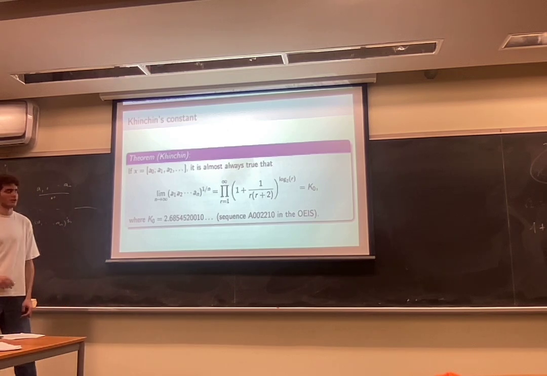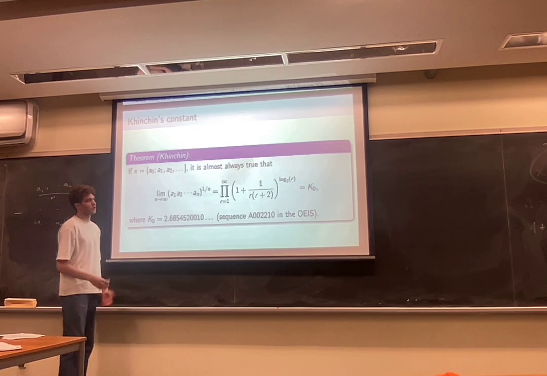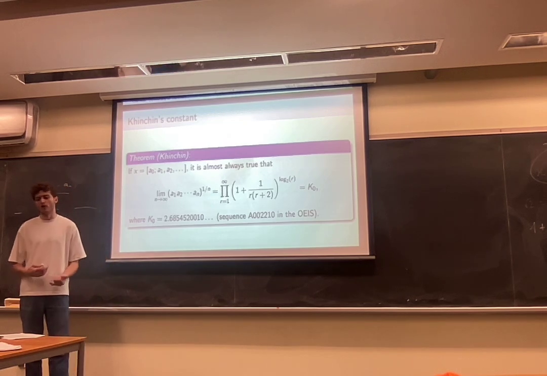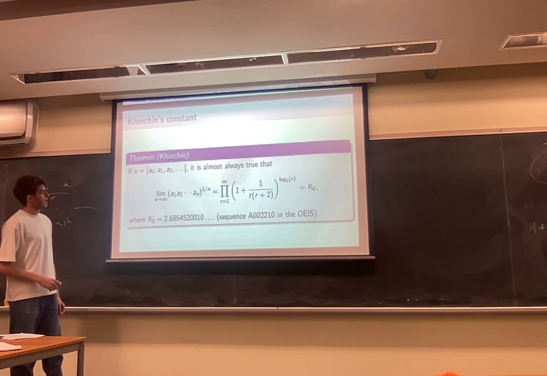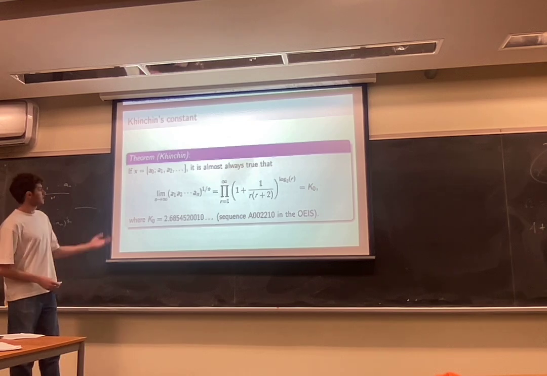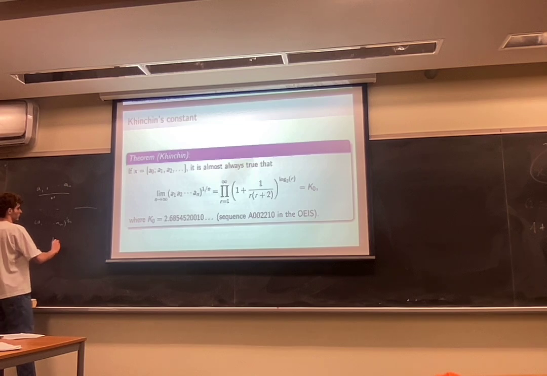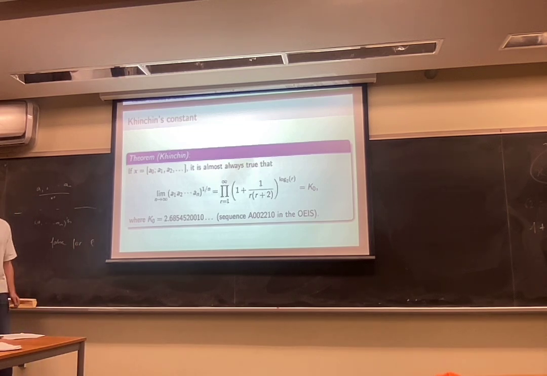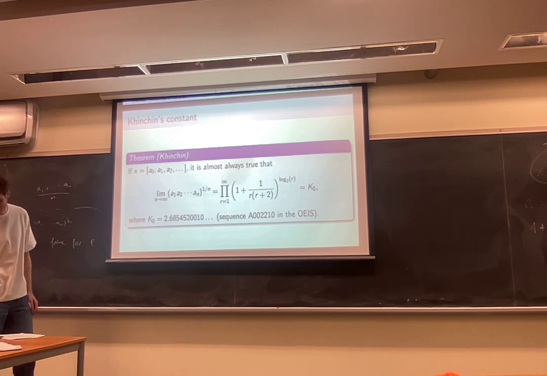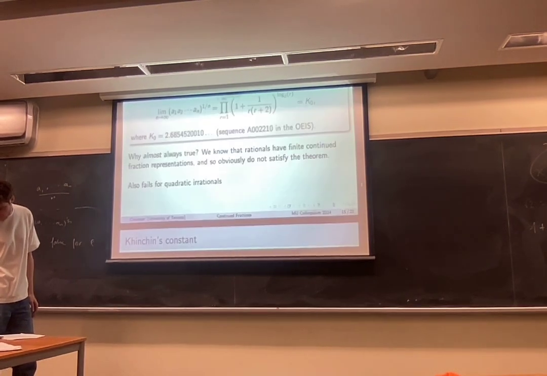Yes, for the golden ratio, it's not true as well. And actually, it's not true for any quadratic irrational number. So for any root of a quadratic polynomial, this theorem doesn't hold. So that's why it's almost always true. Actually, it doesn't even hold for some transcendental numbers. We know that this is false for E, right? So it doesn't work for E. Yeah, so why almost always true? We didn't know this.